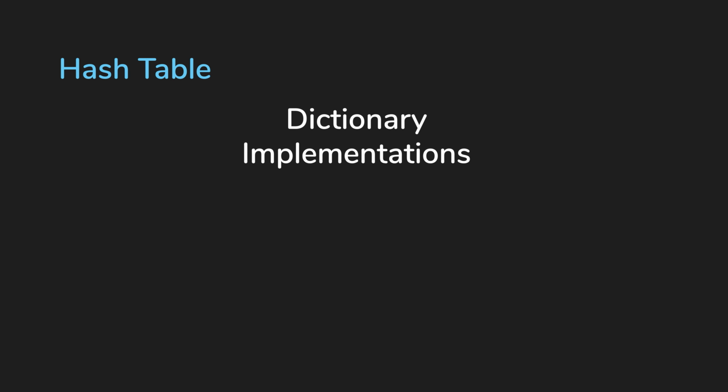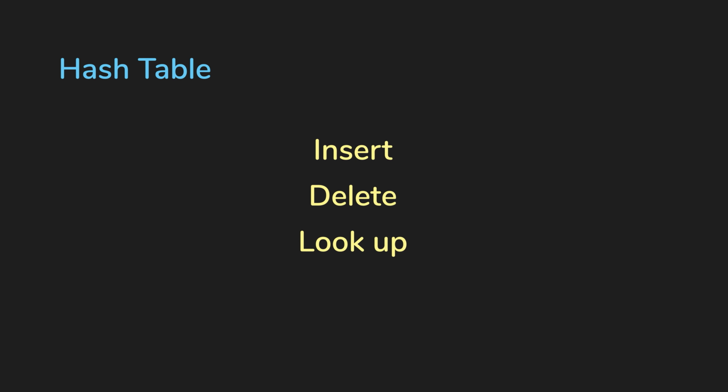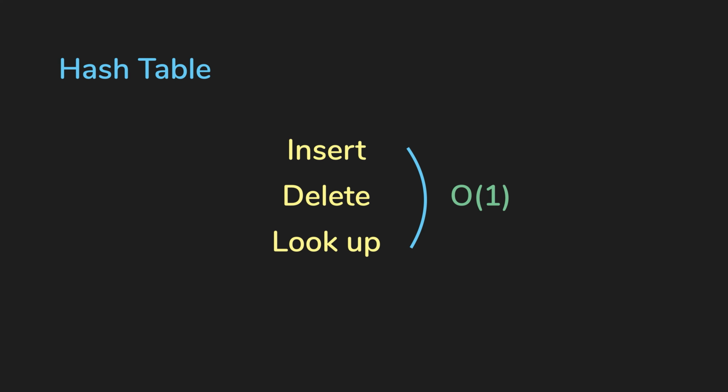Today, we are going to be learning one of the implementations of the dictionary using a data structure called hash tables. Dictionaries are also commonly implemented using binary search trees, but today we'll be learning about hash tables and how they work. A hash table is a data structure used to store key value pairs. And the great thing about hash tables is that it allows us to insert, delete, and look up values in all of one time on average.